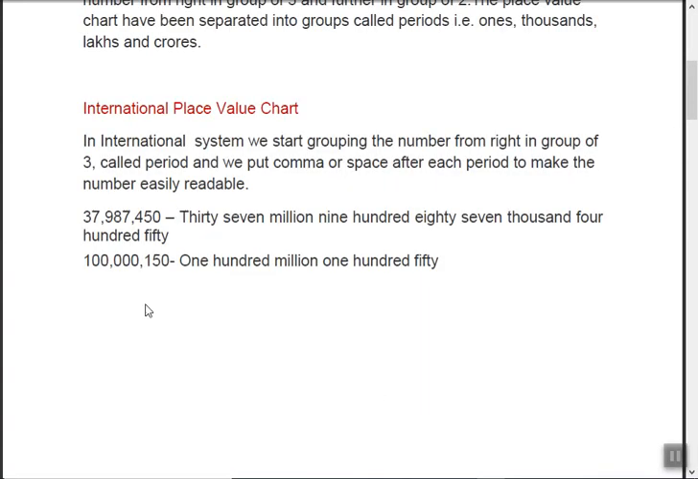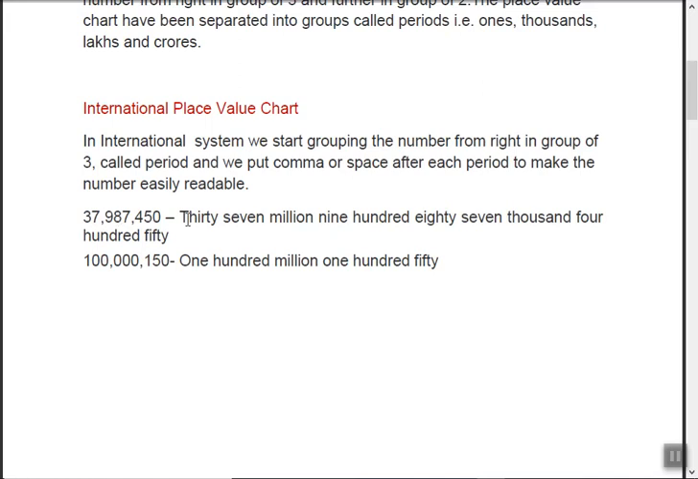Right? So this way we read it. 37,987,450. What will it be called? 37 million. Why million? Because 6 zeros are there. See here, in the international system it's very easy. 3, 6, 9, like that zeros are there. When there are 3 zeros, it's thousands. When there are 6 zeros, it's million. When there are 9 zeros, it's billion. When 12, then trillion.